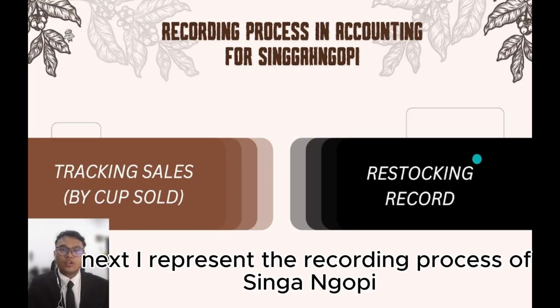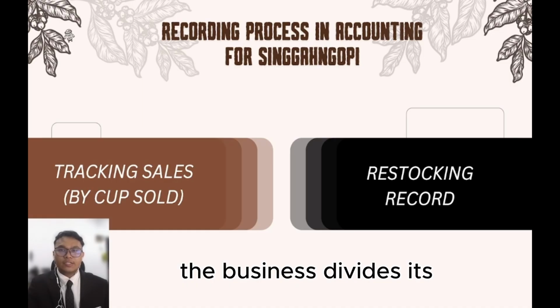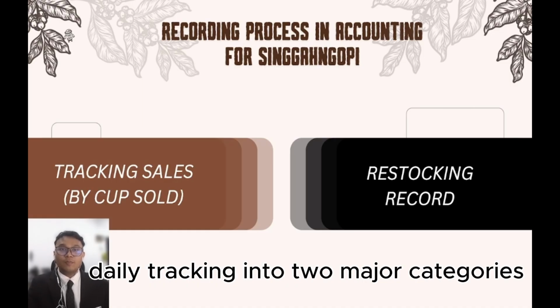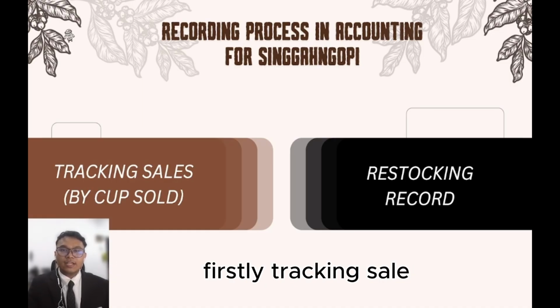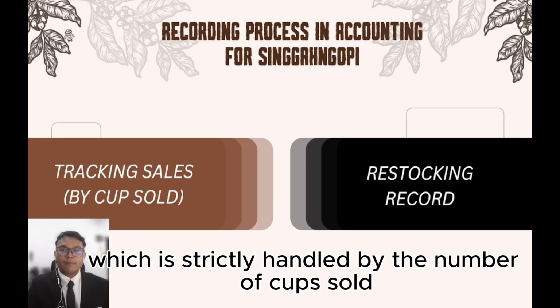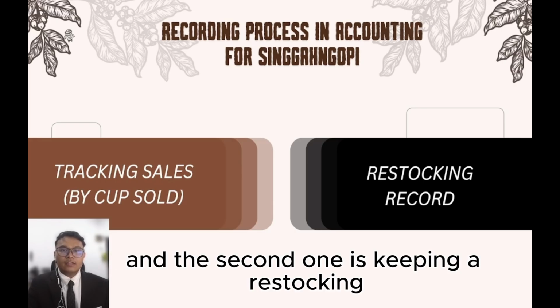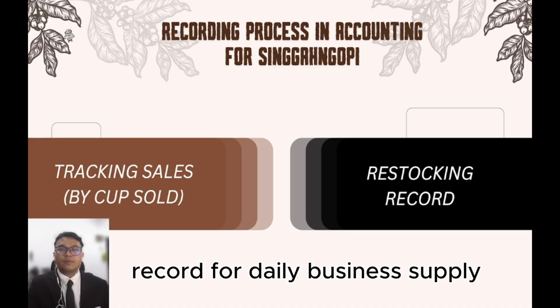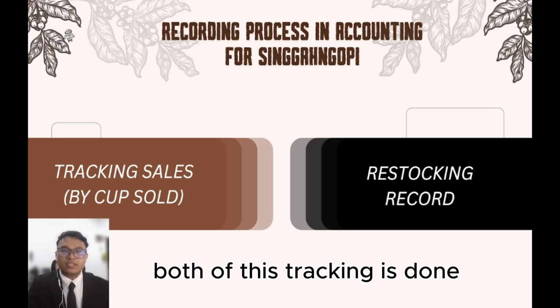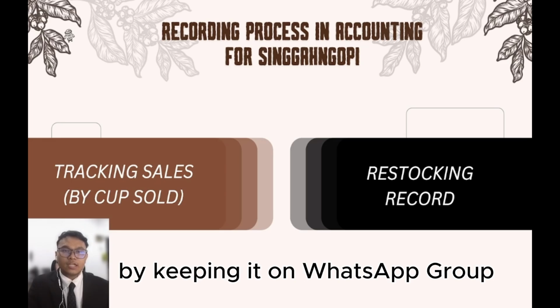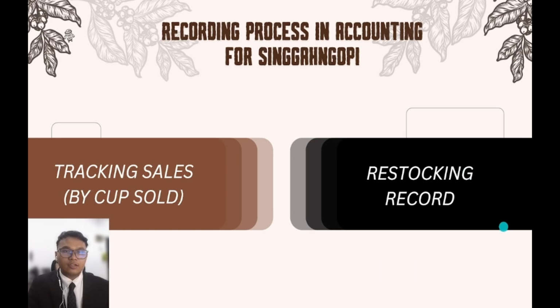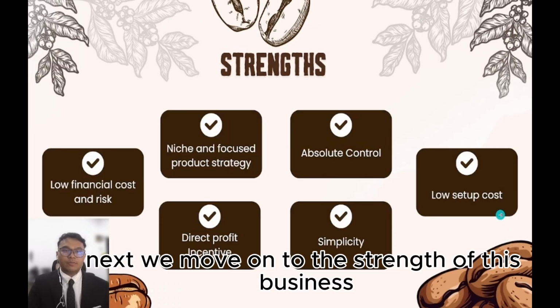Next, I will present the recording process of Sinngahngopi. The business divides its daily tracking into two major categories. Firstly, tracking sales, which is strictly handled by the number of cups sold. And the second one is keeping a restocking record for daily business supply. Both of these trackings are done by keeping it on a WhatsApp group. I mean the tracking. Next, we move on to the strengths of this business.